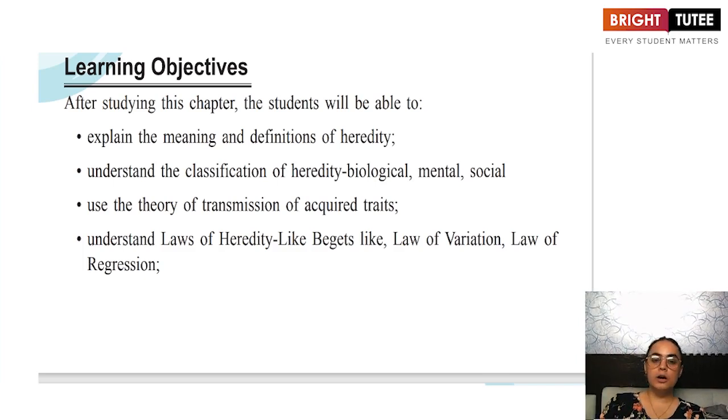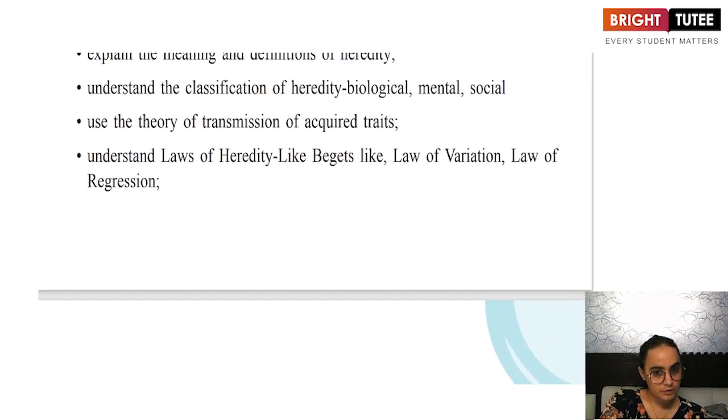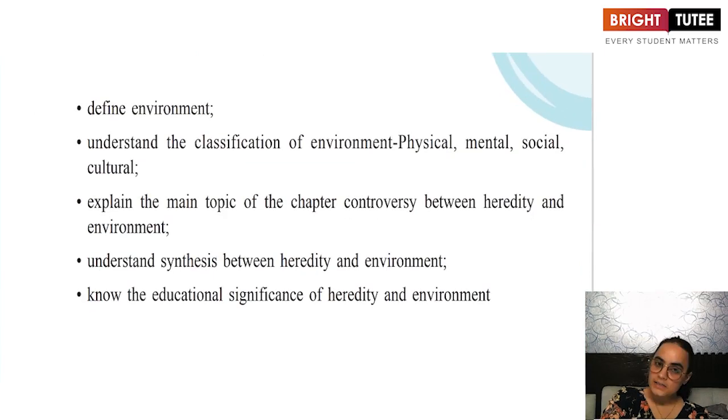We are going to learn about the theories of transmission, the traits, the qualities that we acquire, that we inherit. We are going to learn about the theory of transmission of such traits. We will also learn the laws of heredity, like Mendel's law, the law of variation, the law of regression. We will understand and define environment. We will learn how we classify the environment, that is physical, mental, social and cultural.